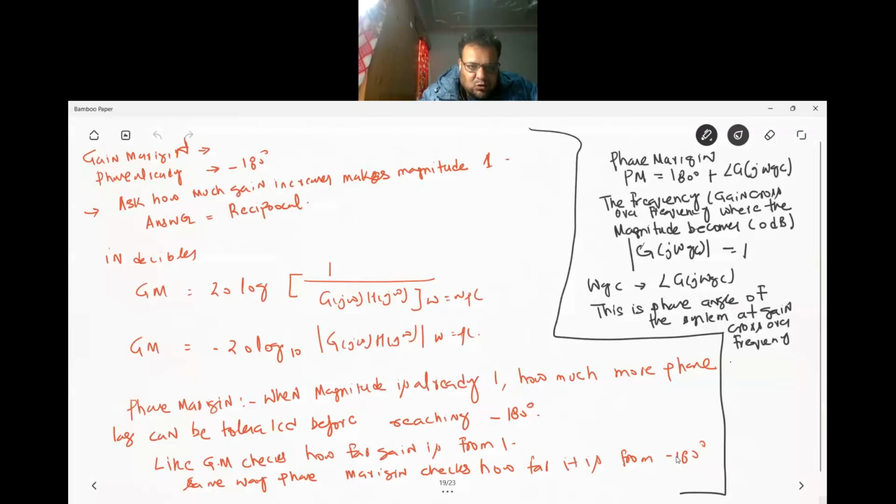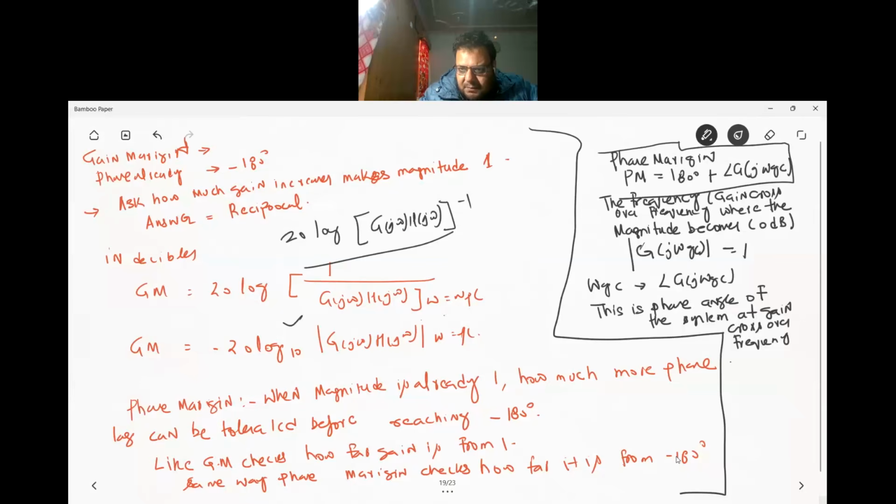Now let's move to the phase margin. If you want to express the same thing in decibels, then you just do 20 log 1 by this thing, so this will be to the power minus 1. Just like in the previous case I've explained, 20 log of G(j omega) H(j omega) to the power minus 1 becomes minus 20 log of this. Now, the formula for the phase margin is 180 plus the angle of G(j omega) H(j omega).